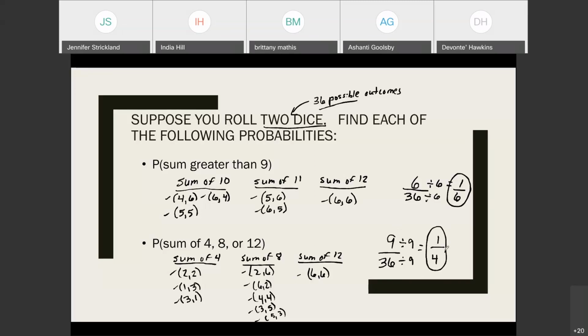Okay. All right, anybody have a question? Yeah, go ahead. Okay, for the sum of 8, would it have been wrong if we would have done 1 and 7? It would, because if you think about the dice, you don't have a 7 on a die. Oh, okay. So the dice stop at what number? At 6. Okay, so dice stop at 6. All right, anybody else with a question there?